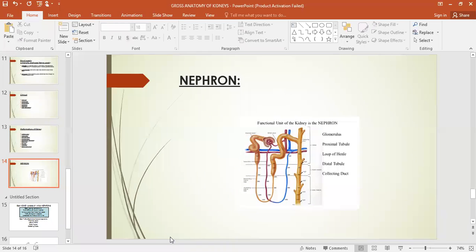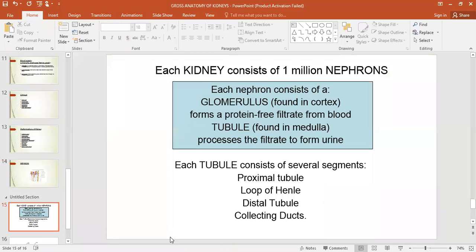And the nephron. The nephron is the anatomical and functional unit of the kidney. There are about 1 million nephrons in the kidney. Okay. These are the parts of the nephron.